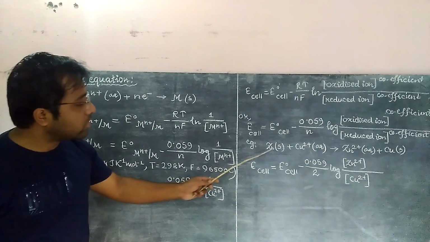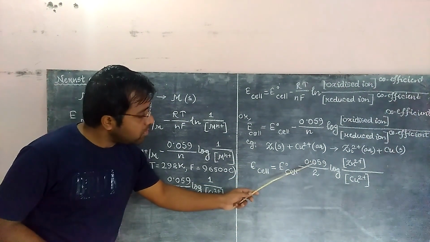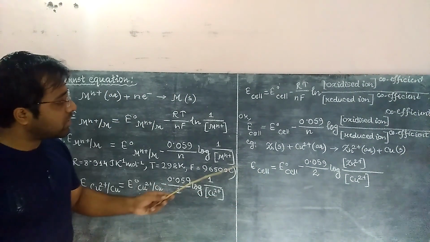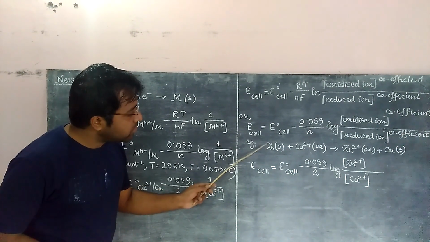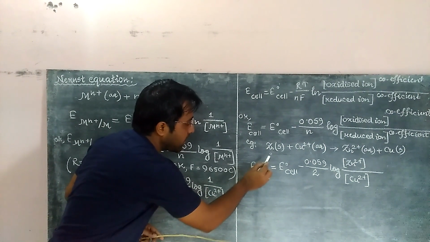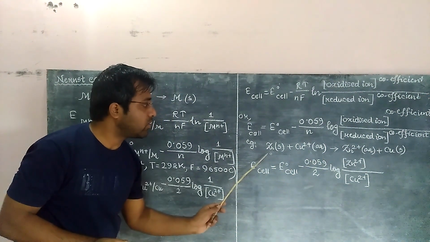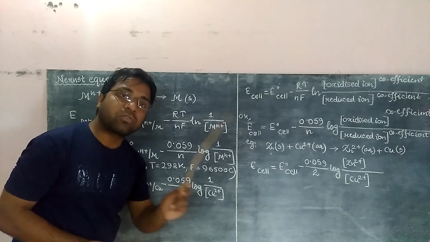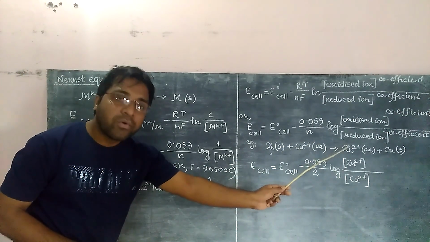So we can write for this cell: E cell is equal to E naught cell minus 0.059 divided by 2, because if you consider here, the coefficient is 1 and the charge is 0, so 1 into 0 is 0, and here 1 into 2 is 2. So 2 minus 0 comes out as 2. So we can put 2 here, that is, 2 electrons are utilized for oxidation as well as for reduction.